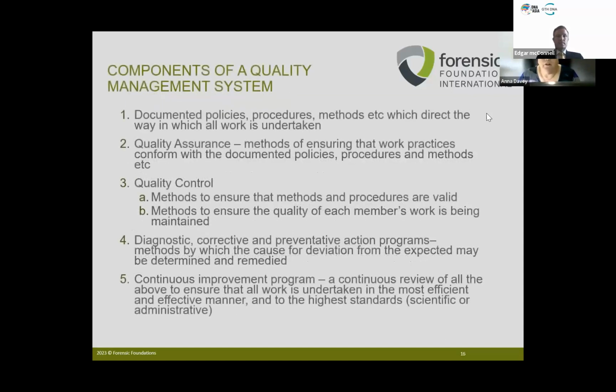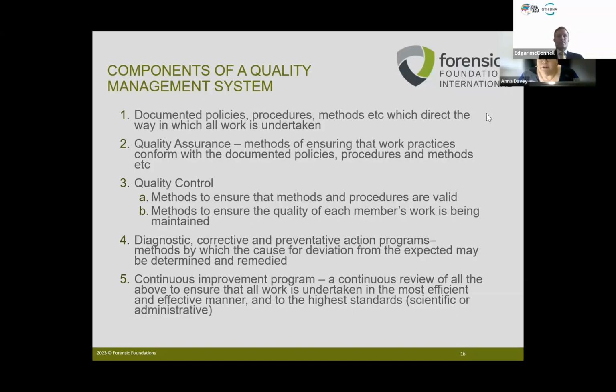So let's look at what the components of a quality management system are. I believe, and again, this is the way I understand and teach a quality management system, that there are 5 components. And I'm going to go into each of these in a little bit more detail as we go through.